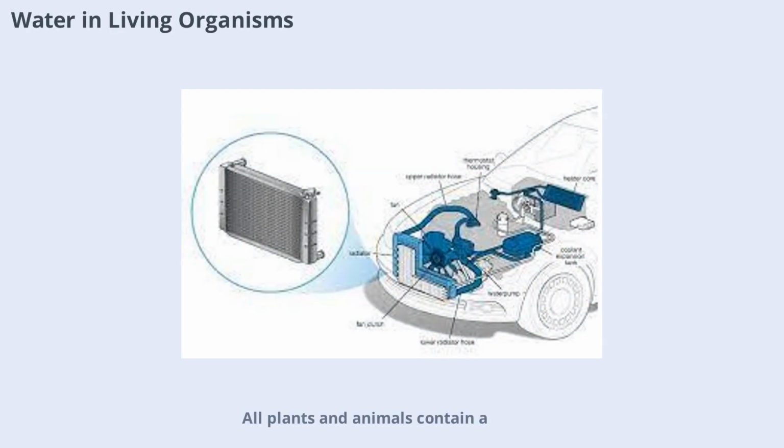All plants and animals contain a high percentage of water, about 80 to 90%. This water helps maintain a stable body temperature in all seasons, thanks to its high specific heat. It acts as a buffer, absorbing and releasing heat slowly, which is vital for survival in changing environments.